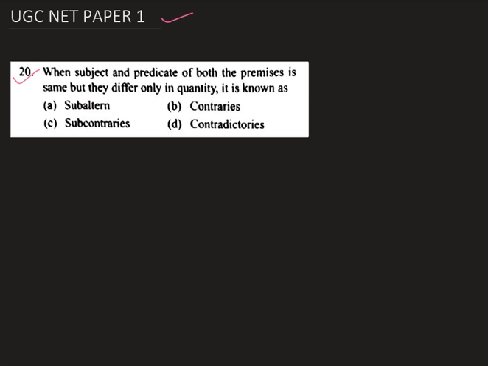In this question we are asked that when the subject and predicate of both the premises are the same but they differ only in quantity, it is known as, is it subaltern, subcontraries, contraries, or contradictories? Among these four options we need to find the correct one. And the correct option is subaltern.